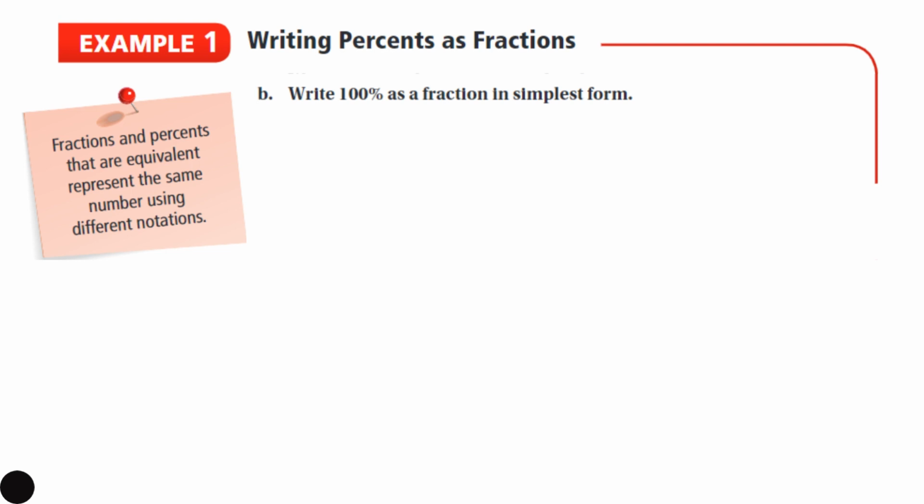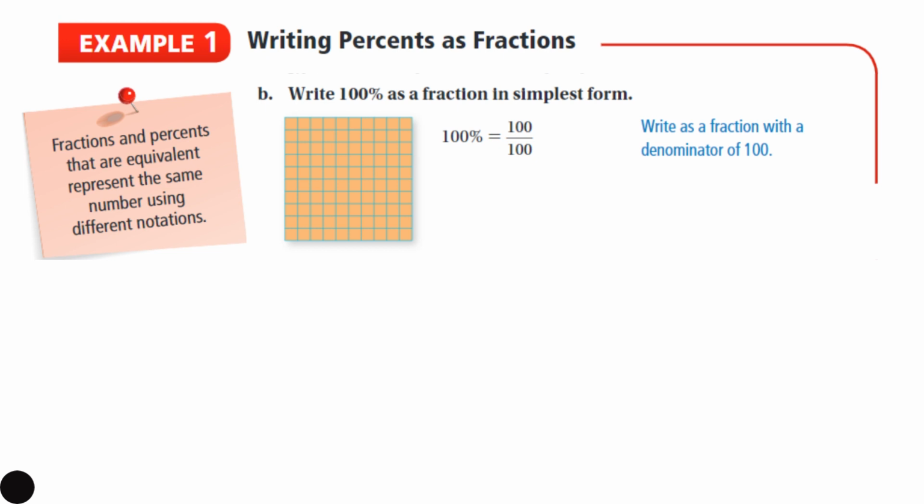B, write 100% as a fraction in simplest form. We fill in 100 of the 100 boxes in the grid. 100% equals 100 over 100. So 100% equals 1 because we can simplify 100 over 100 to be 1. So 100% is equal to 1.